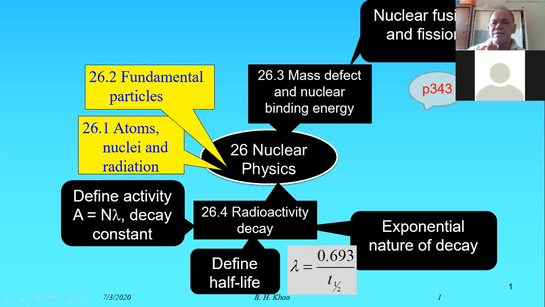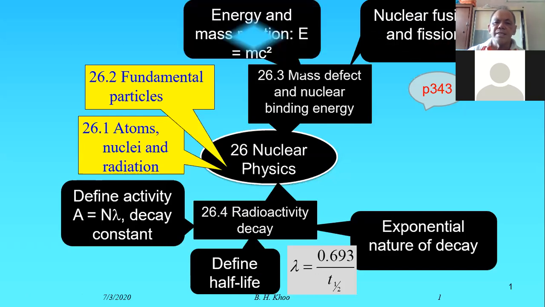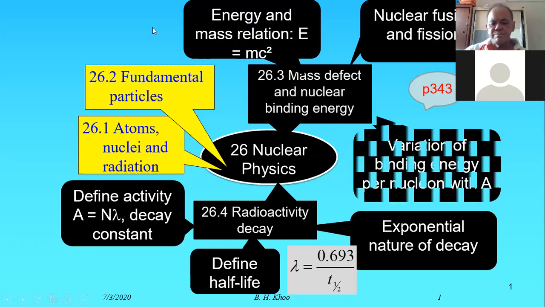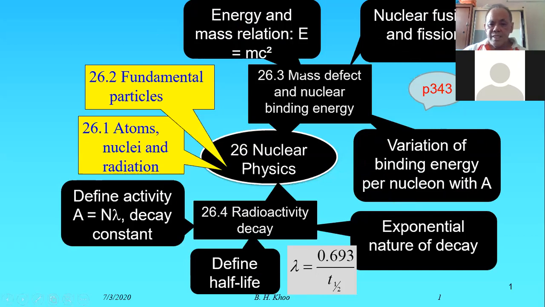Under mass defect, we will look at nuclear fusion and fission, and we will introduce a new equation, E equals mc squared. Mass can be converted to energy. Energy can be converted into mass. And we will look at the variation of binding energy per nucleon with A. Right? A is your mass number or nucleon number.